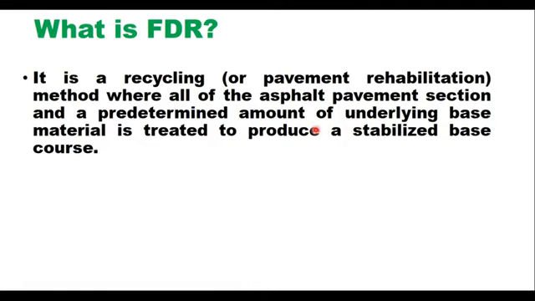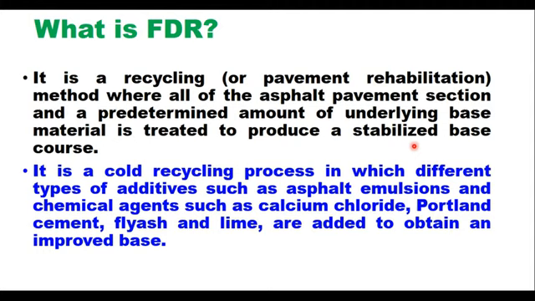FDR is a recycling or pavement rehabilitation method where all of the asphalt pavement section and a predetermined amount of underlying base material like WBM, WMM or GSB is treated to produce a stabilized base course. It is a cold recycling process in which different types of additives such as asphalt emulsion and chemical agents such as calcium chloride, Portland cement, fly ash and lime are added to obtain an improved base.